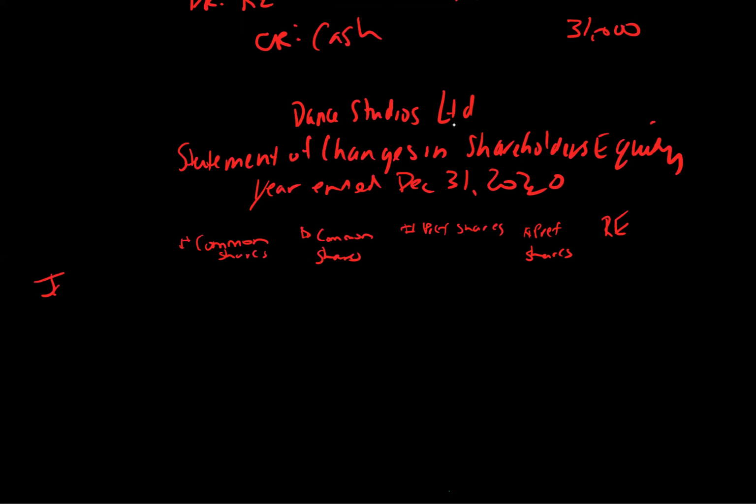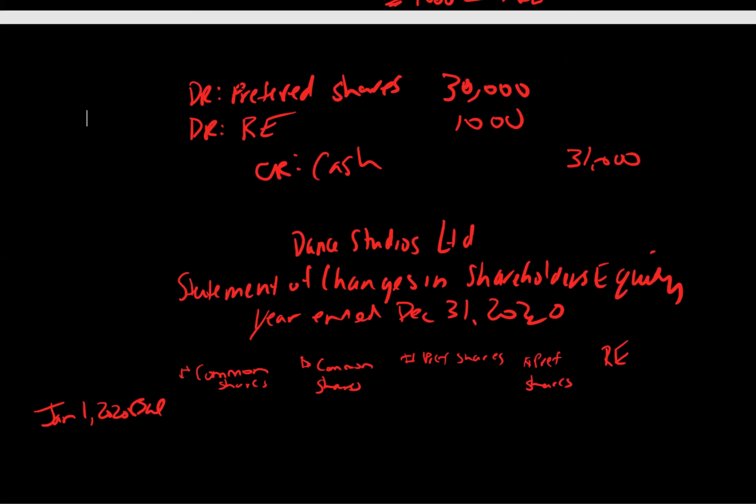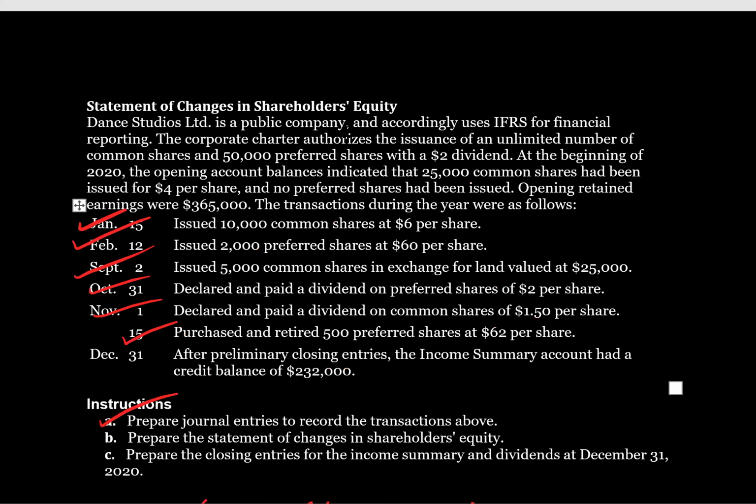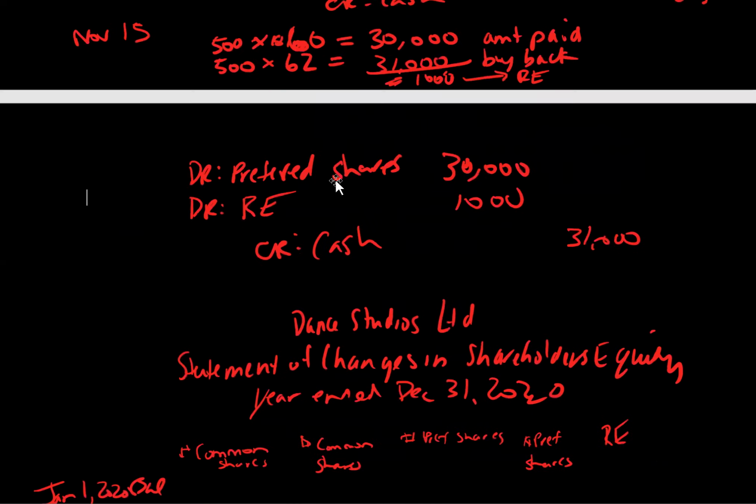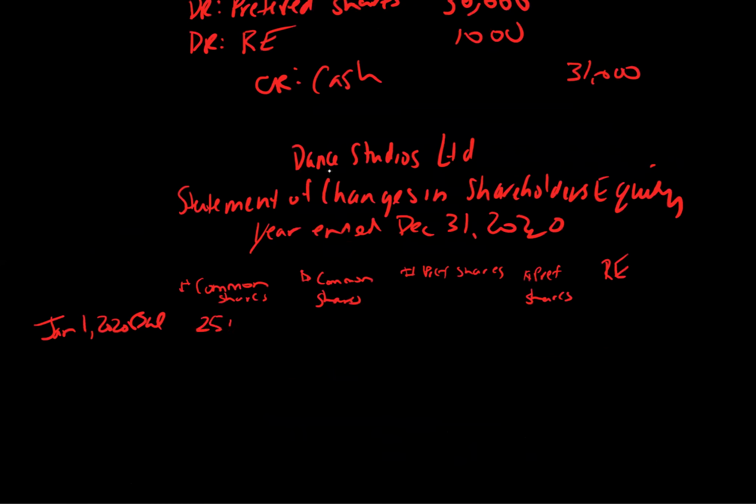We're going to start this out by having the January 1st, 2020 balance. And we were given some of this information in the question. So we were told that the corporation is unlimited, no common shares. At the beginning of 2020, the opening account balances indicated that 25,000 common shares had been issued for $4 per share. So we know that we had 25,000 common shares and they were worth $4 per share. So 25,000 times $4 is going to give us $100,000 of common shareholders' equity.